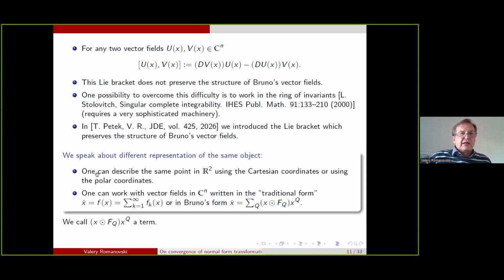So as I already have said, what I mean by representation is that one can describe the same point on Earth using Cartesian coordinates or using polar coordinates. One of these is the traditional vector fields, and the other corresponds to Bruno's vector fields. So this is the traditional vector field, and this is Bruno's vector field, but they represent the same object. The part under the sum sign is called a term.